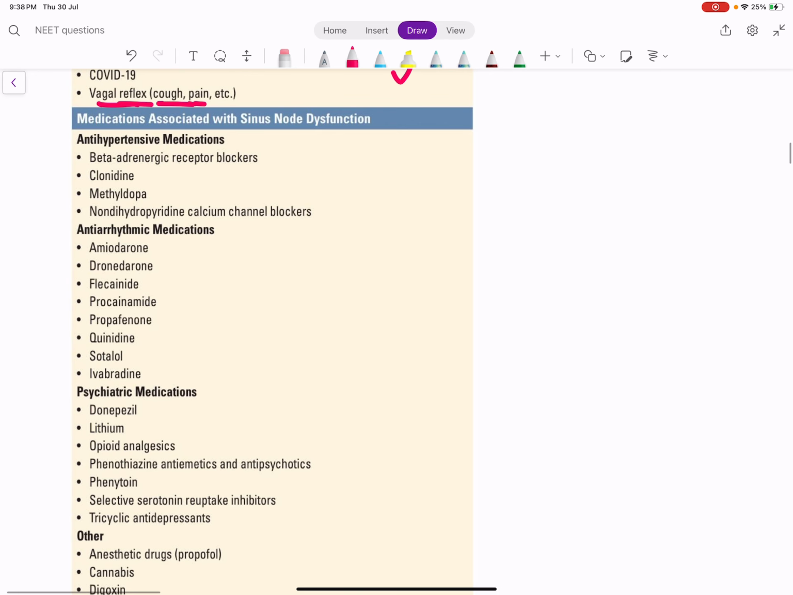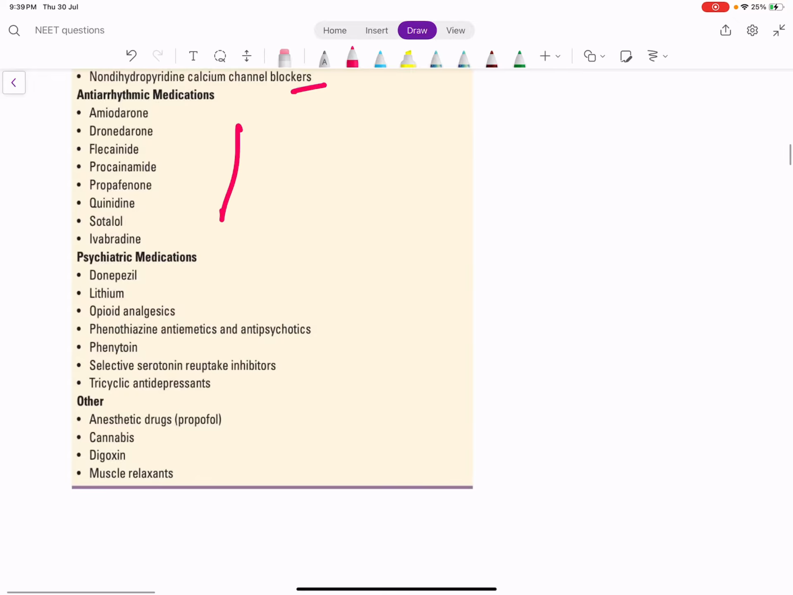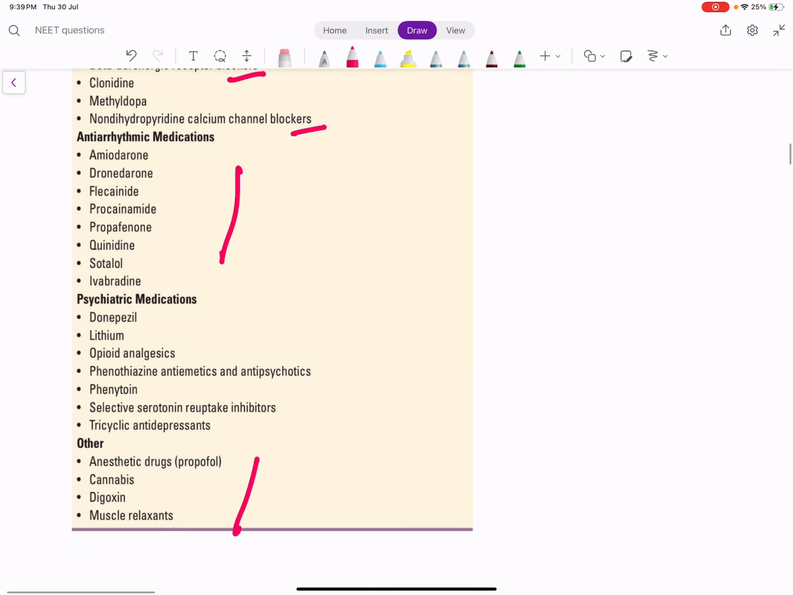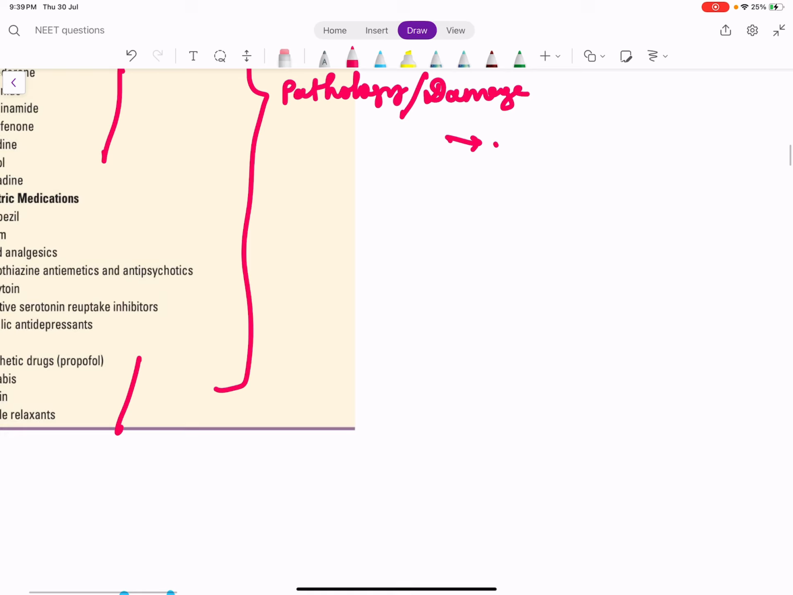Of course, some medicines like beta blockers, non-dihydropyridine calcium channel blockers, and some anti-arrhythmic medicines, and some diseases like old age, etc. They cause pathology or they cause some damage to the conducting system or to the SA node. So in that case, it is called as sinus nodal dysfunction.